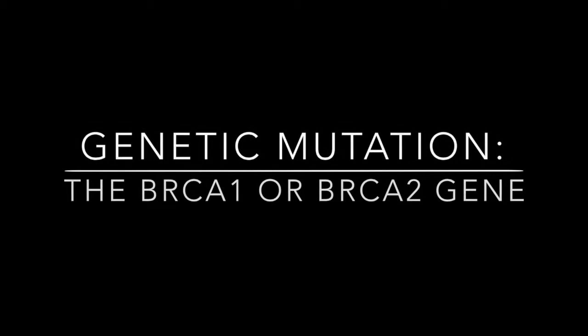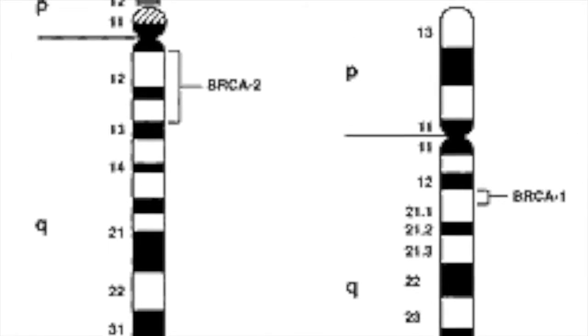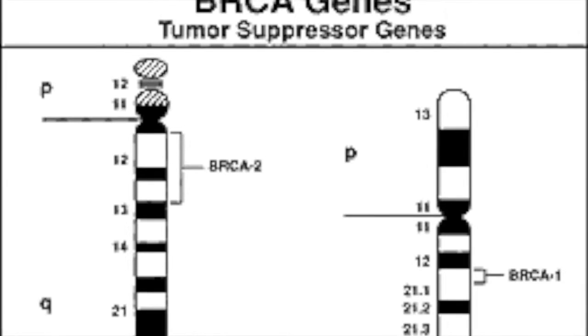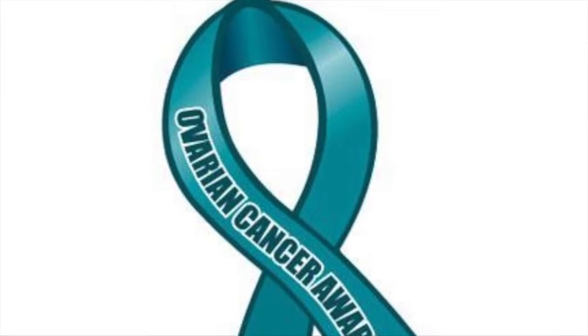Genetic mutation, the BRCA1 and 2 gene. These genes are responsible for producing a protein to suppress tumors in the breast and ovary. The mutation to these genes does not allow the production of this protein. The people with this mutation in their gene run a high risk for breast cancer and ovarian cancer.